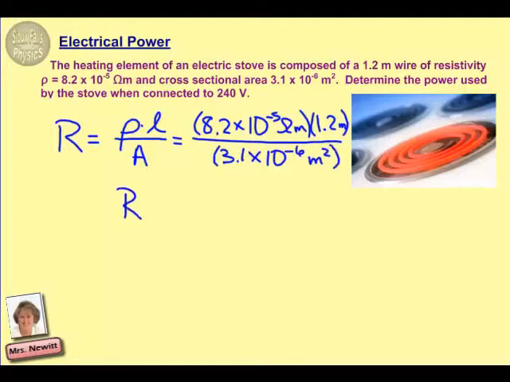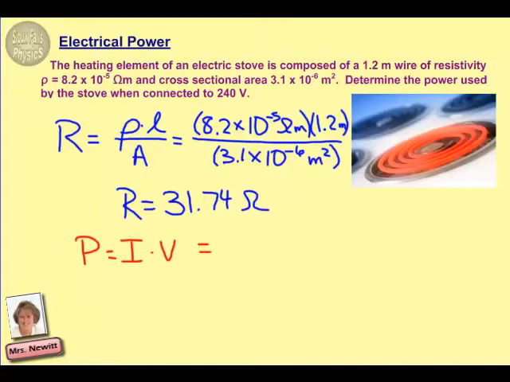Putting those together, we find that the resistance of the wire in the heating element is 31.74 ohms. Now, the next piece of information, if we want to include the power, would be to look at our equation that is power equals current times volts. Now notice that we do not yet have the current value used by the wire. We could certainly find this and calculate a value in amps.